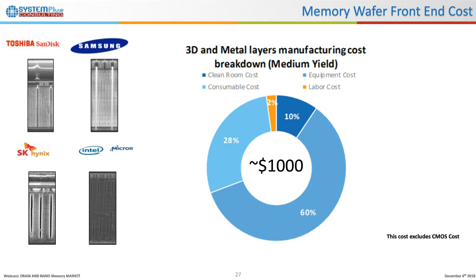So here we can see actually that as you are producing the 3D NAND, most of the cost is actually linked to the equipment because of the difficult and the complex process that it is. And the next cost will actually have to be the consumable, the material that is being used. The material that is being used is actually also a little bit expensive.